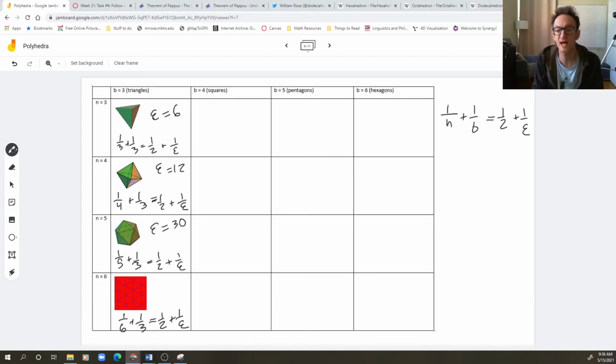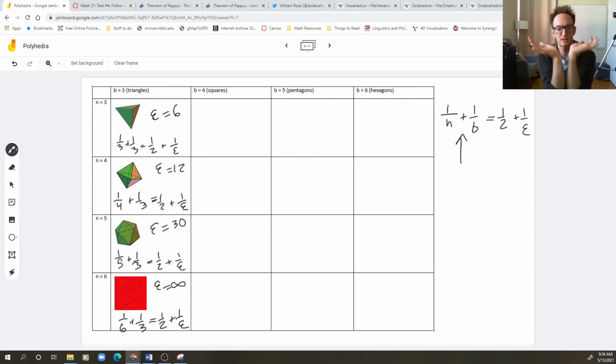And so the left side is 1/2, the right side is 1/2 plus 1 over epsilon. One answer to this is that it's just impossible for this equation to be true, because epsilon must be some positive number, and therefore there is no polyhedron whatsoever. That is completely true. Another way of looking at it is that if n is 6 and b is 3, then 1/6 plus 1/3 is 1/2, and so you get an infinite number of edges, and you can think of this tiling as infinite.